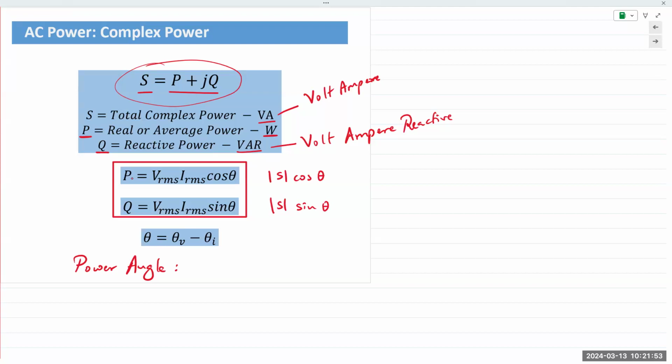Phasor form requires magnitude and phase angle. Magnitude is the peak value. To get the RMS, we divide by √2. Make sense? And we look at that in the example.